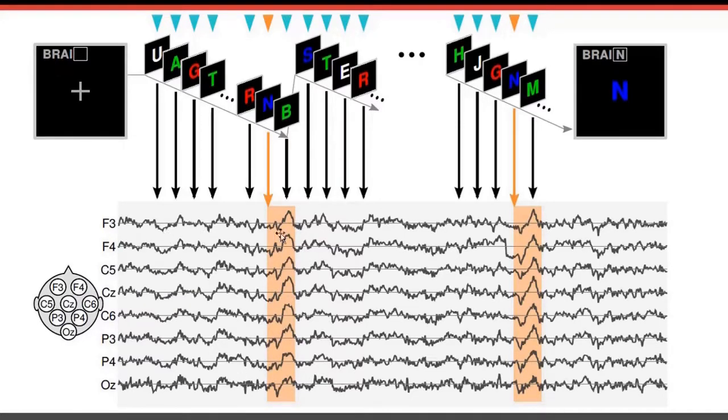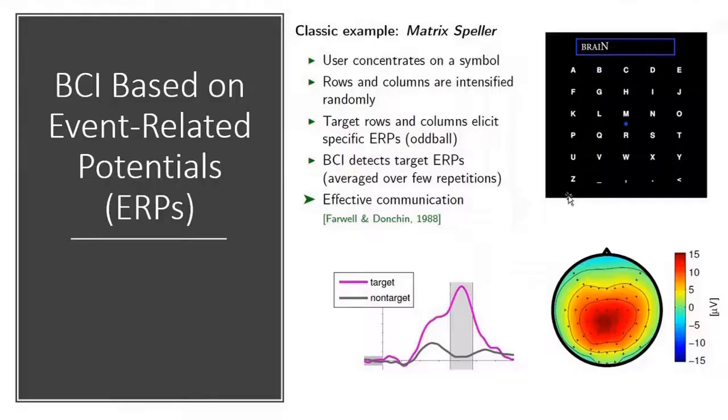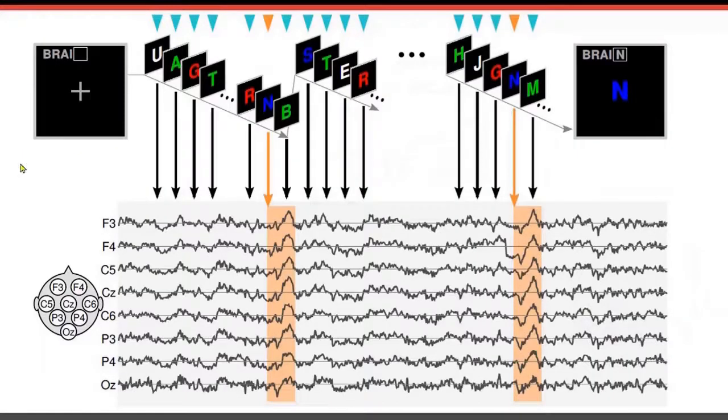So, for instance, in this case, if our goal is to spell out the letter N, we pay attention to this grid N, while others are also being stimulated. And that N, during that moment, will have a brain response with higher amplitude. This allows a classifier to detect the presence of human brain response versus the background brain activity.